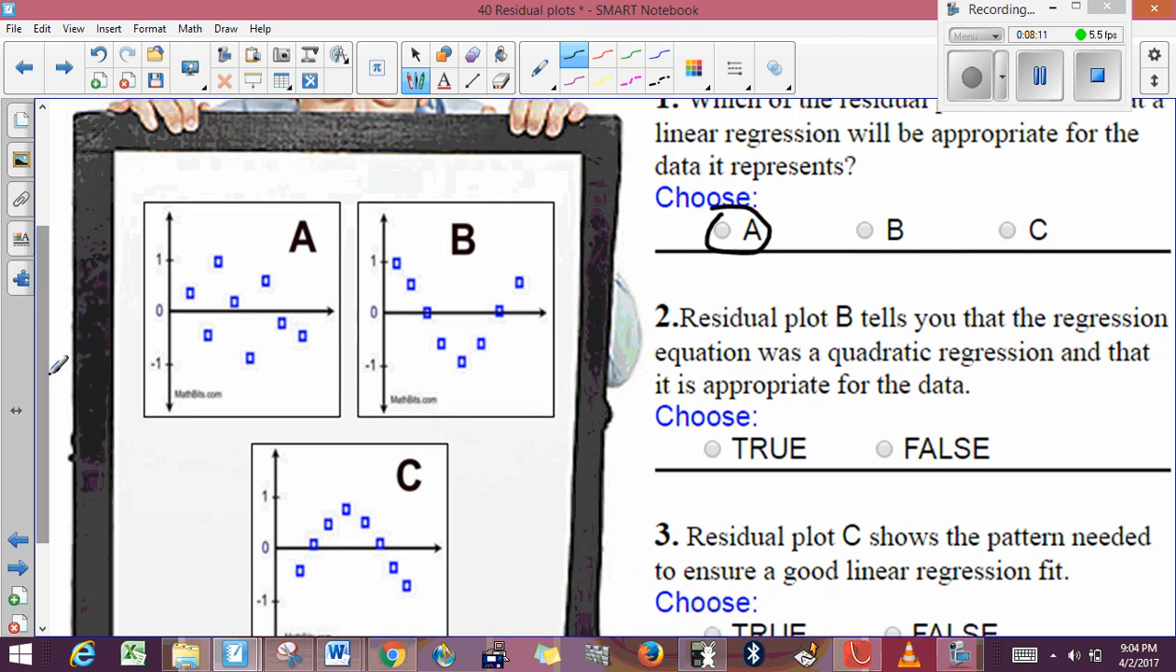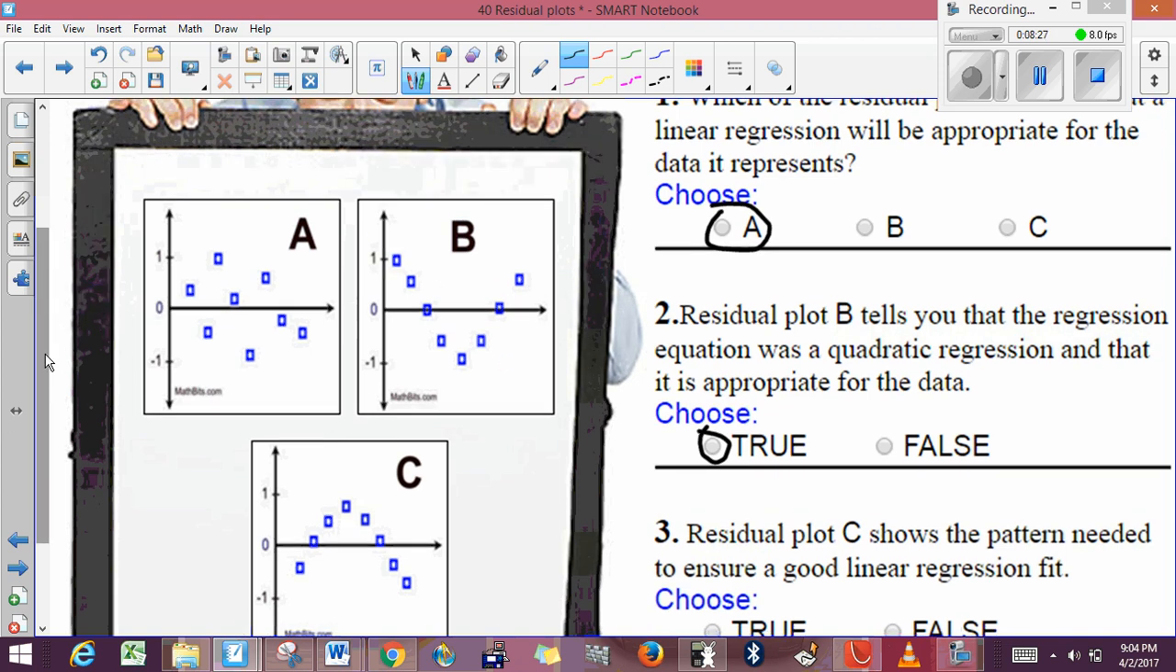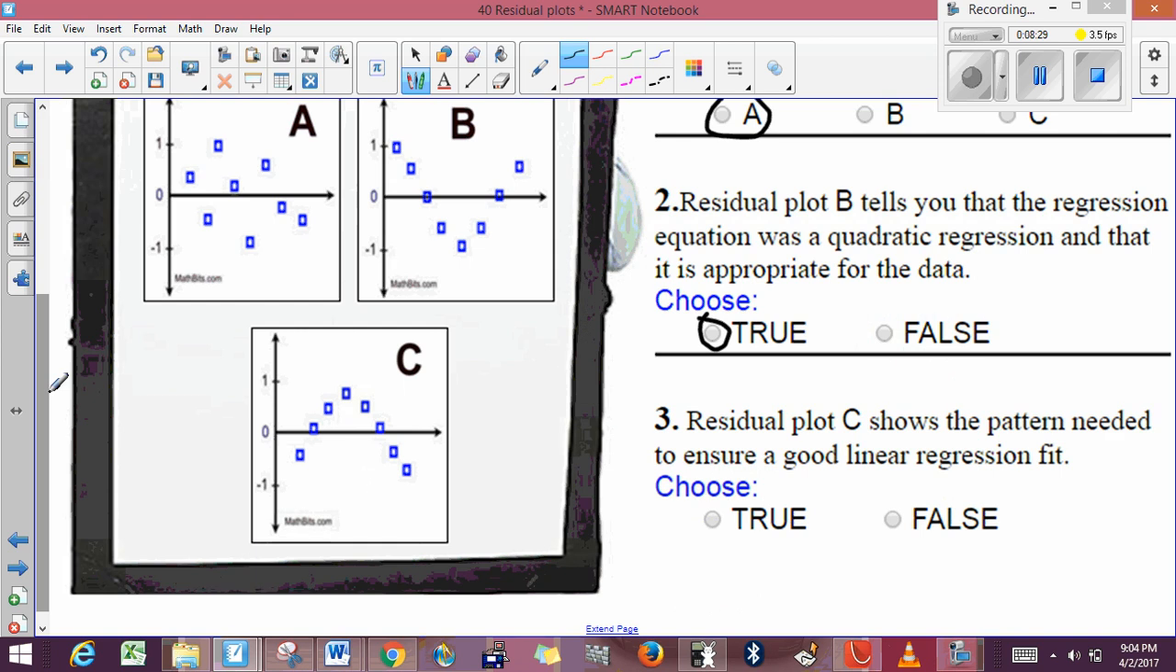Residual plot B tells you that regression equation was a quadratic regression and that it is appropriate for the data. We don't know that. The residual plot cannot tell you what that is. All this tells you is that a linear equation does not fit the data well. That's all. Residual plot C shows the pattern needed to ensure a good linear regression fit.